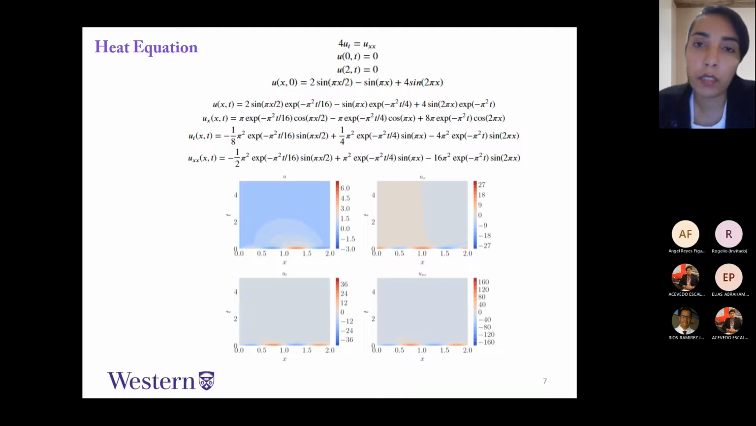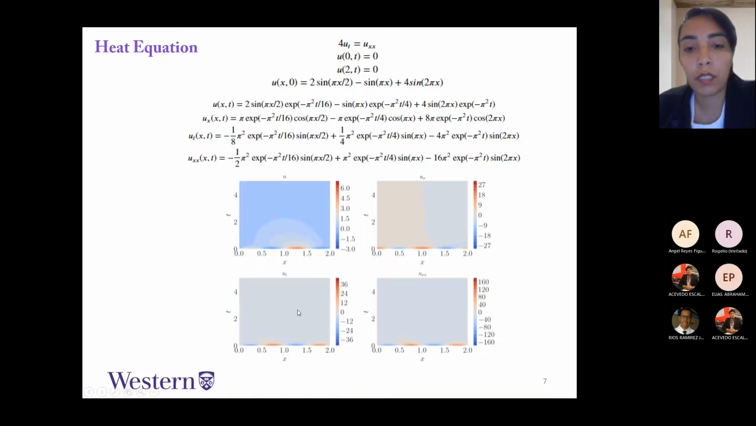To evaluate our model, we have two examples of equations. One of them is the heat equation. That's a very simple equation. This is a one-dimensional equation. By considering this initial and boundary condition, we will have an analytical solution for this equation. And when we have an analytical solution, we can calculate the space derivative and time derivative of this equation.